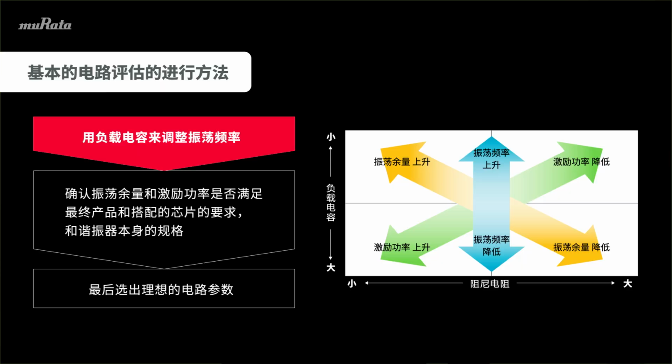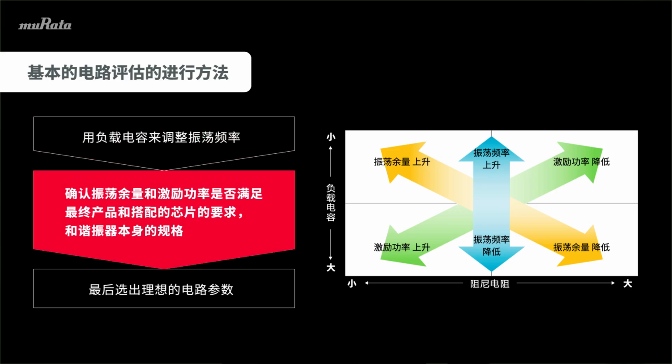This section describes how to proceed with circuit evaluation basics. First, adjust the oscillation frequency by changing the load capacitance. Confirm that the oscillation margin and the drive level adhere to the required specifications of the final product, the IC, and the standard value of the crystal unit.